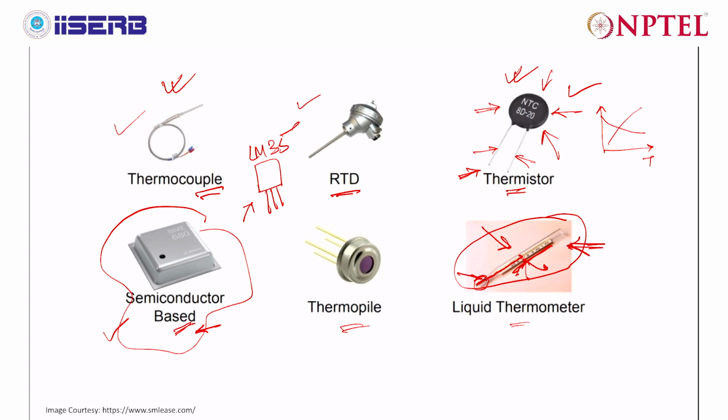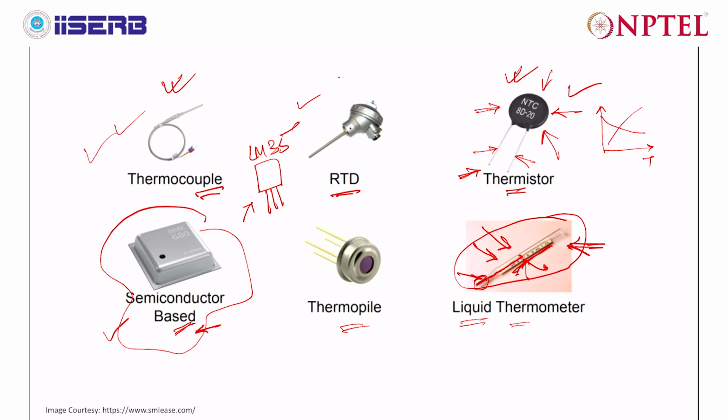So that's why I said in the beginning that it is not mandatory that when you have a transduction or kind of sensing, it's always electronic in nature. There are sensing which is actually not electronic. For example, this is a very good example of that, where you don't have an output which is electrical or electronic in nature. So this is also a temperature sensor, but it's not electronic.